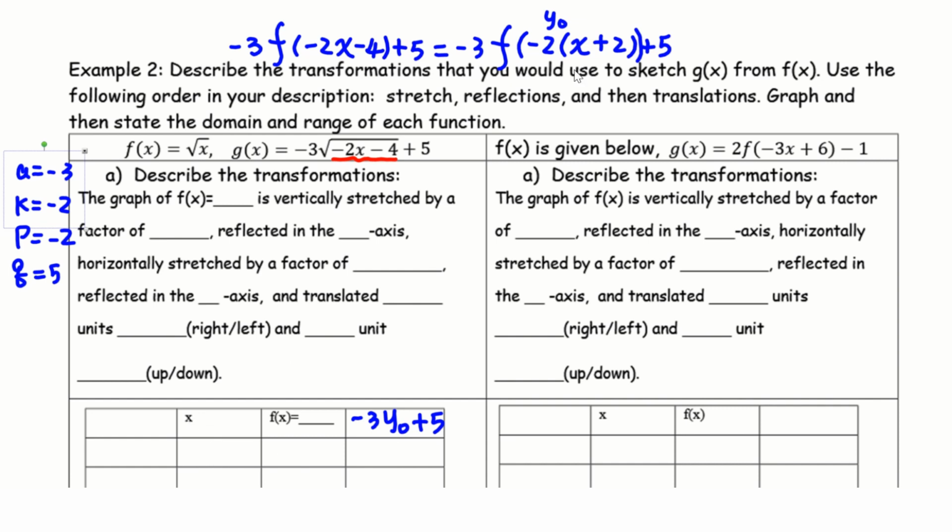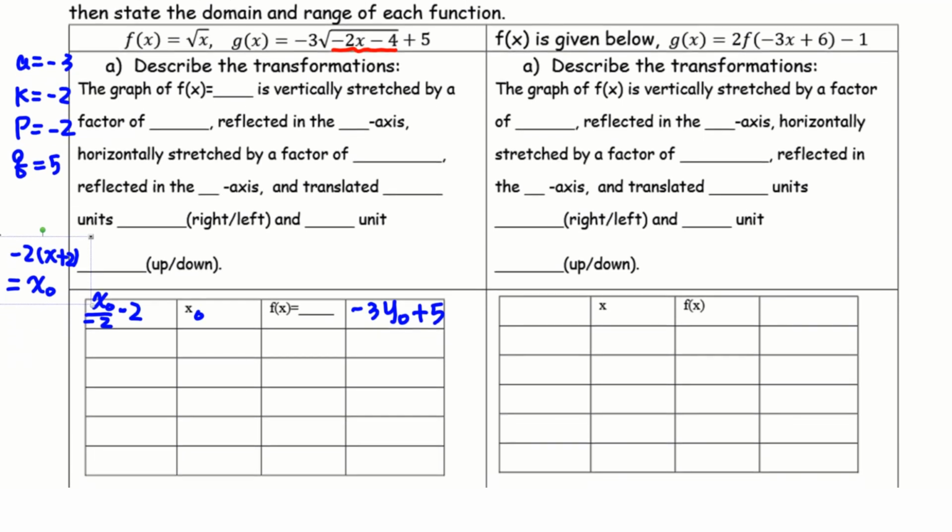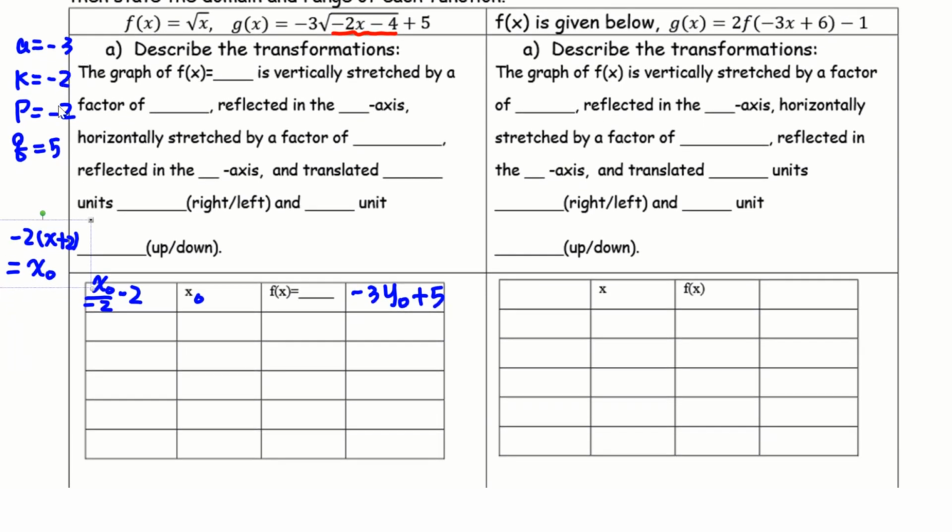So we have this is y0, so we have negative 3 y0 plus 5. And for the x, we solve it. Negative 2 bracket x plus 2 equals x0. So we solve it, you will have x0 divided by negative 2, then move the plus 2 to the other side is minus 2. So this is how we create the table values. And also because we have the AKPQ, we could put them in these transformations descriptions.